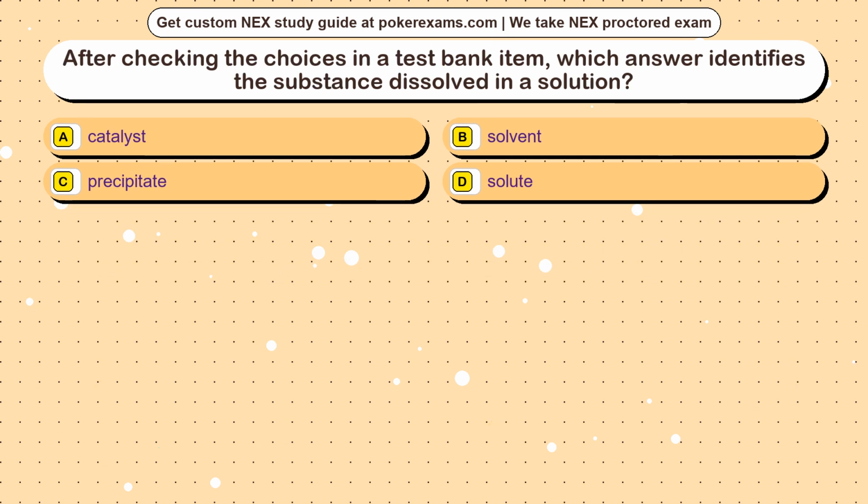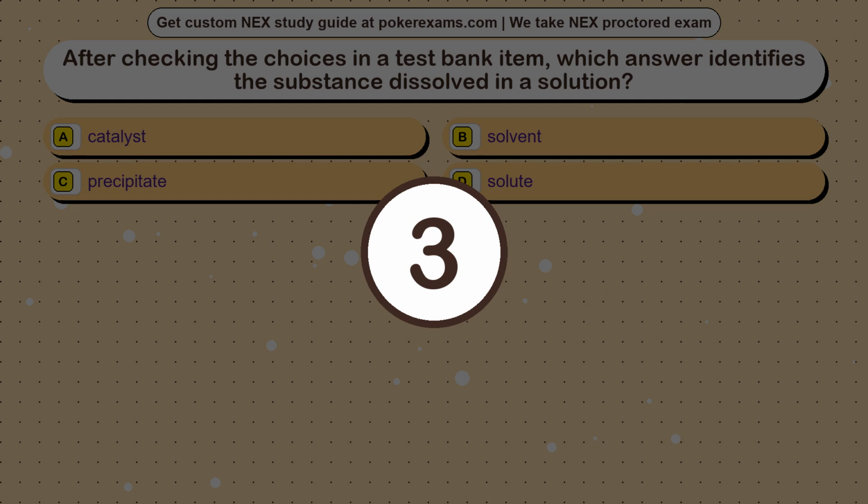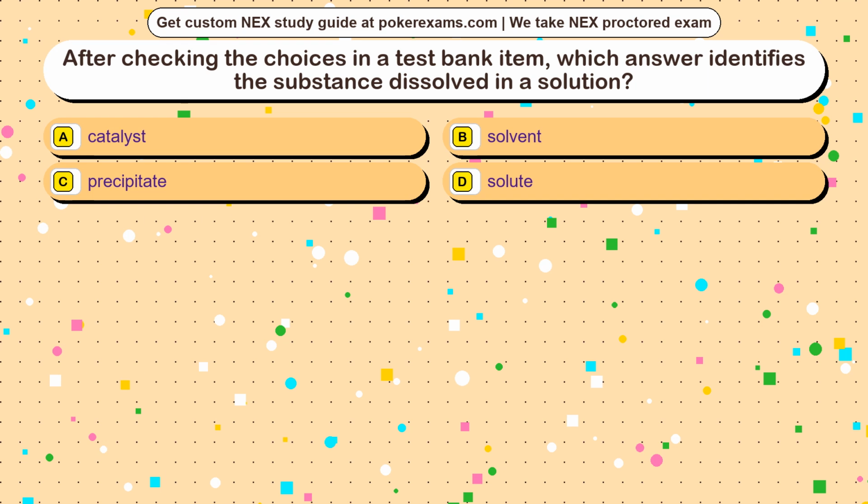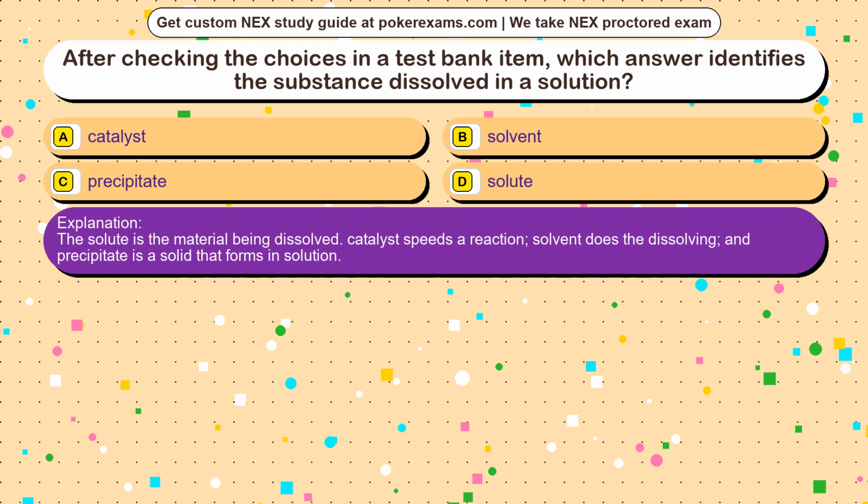Question 3. After checking the choices in a test bank item, which answer identifies the substance dissolved in a solution? Option A, catalyst. Option B, solvent. Option C, precipitate. Option D, solute. The correct answer is option. The solute is the material being dissolved. Catalyst speeds a reaction, solvent does the dissolving, and precipitate is a solid that forms in solution.